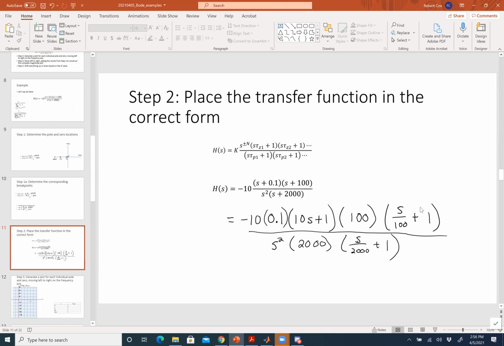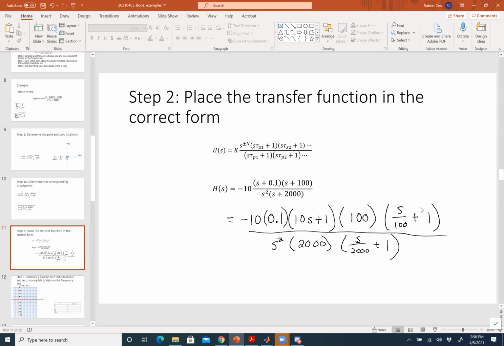So if online I ask you what are my tau values, if I look at this, my tau p values would be 1 over 2000. And my tau z values would be 10 and 1 over 100.